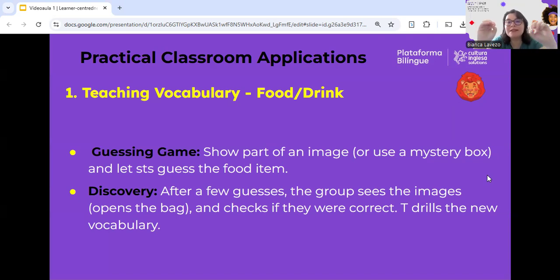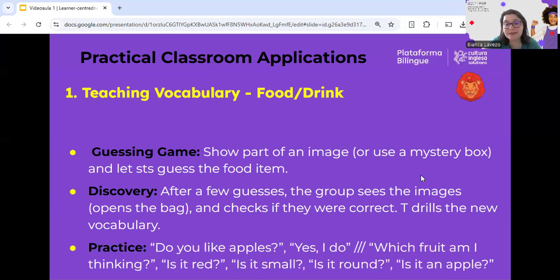This moment specifically of the drilling is more teacher-centered, right? But overall, the idea, right, the activity itself is more student-centered, yeah? But this part, yes, you're guiding them and teaching them how to do something. After they discover the pictures, the real pictures or the real items, this is the moment for practice.